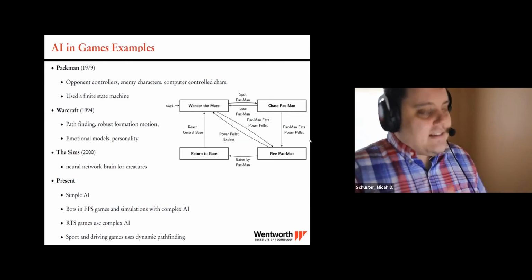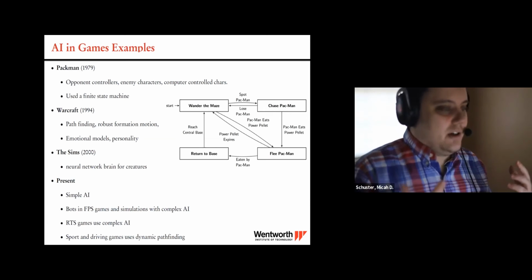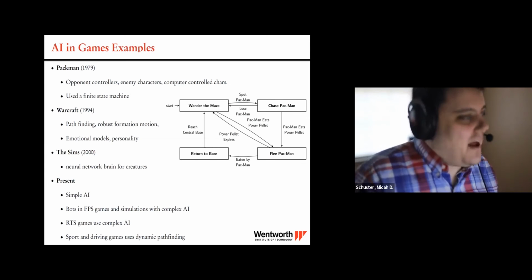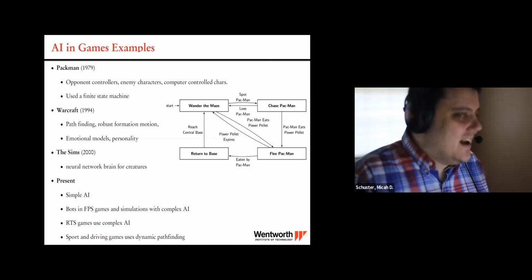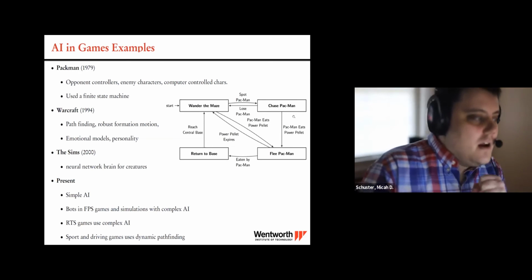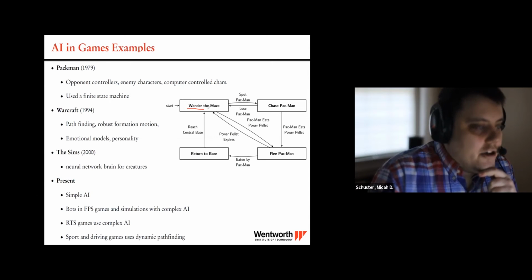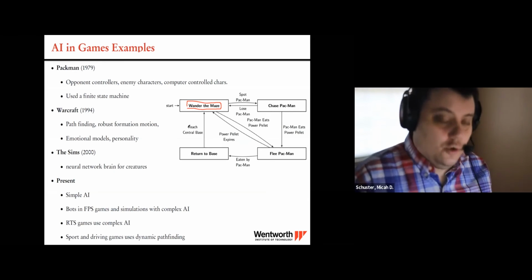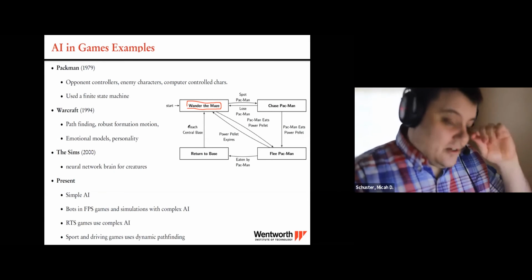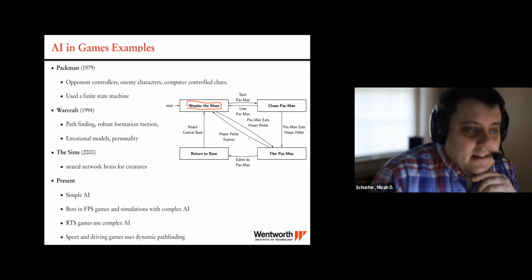So as an example, Pac-Man. We're talking 1979. It just used a finite state machine. All the ghosts used a finite state machine. So I have an outline of it here. It was very simple. The wander the maze behavior was different for every single ghost. What the individual ghost did to wander the maze depended on which ghost it was, but all the rest of these should make sense.